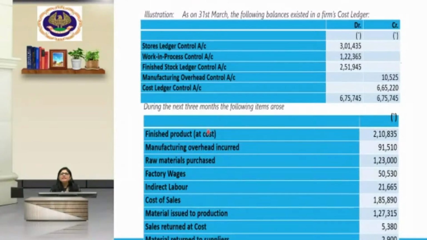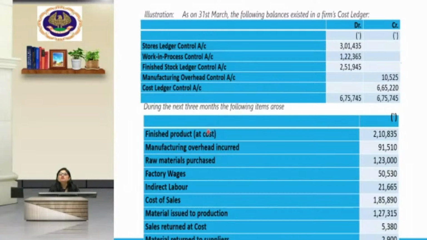The final output of WIP is cost of goods manufactured, cost of finished goods. It finishes the goods. It completes the goods. So cost of finished goods manufactured. What is the cost of finished goods that has been produced? Clear? So cost of production of finished goods is your finished product at cost, and it is the output of WIP.